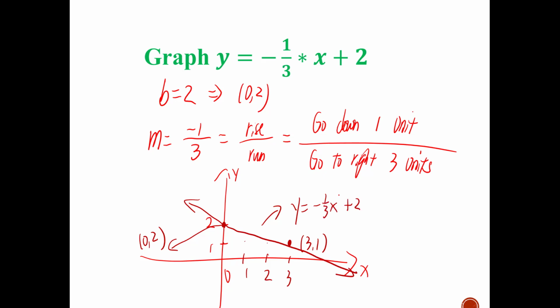As you can see, since the slope is negative, that means the line is decreasing from left to right. And you can easily verify that from the graph. From left to right, the line is going down.